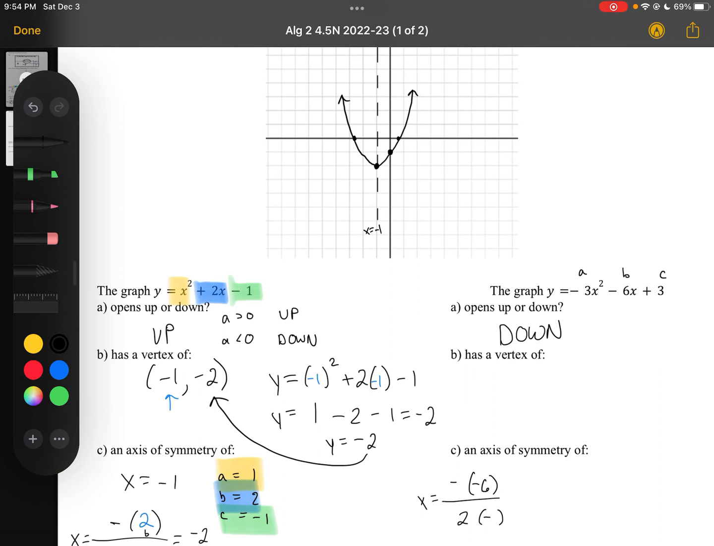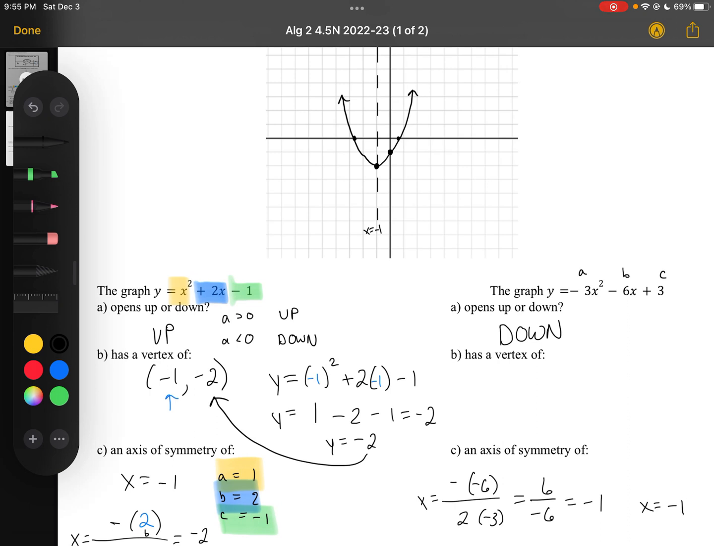So in this case, b is -6, a is -3. So on top, those are two negatives, which is why it's really important that we put those parentheses when we're plugging into our formula. So two negatives do cancel to give us +6. And then on the bottom, this is multiplication. So be careful, 2 times -3. We're not adding these together. So we'll get -6 on the bottom. And again, we'll get -1 as our axis of symmetry.